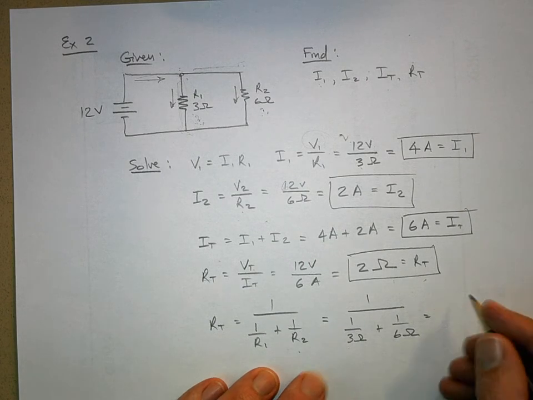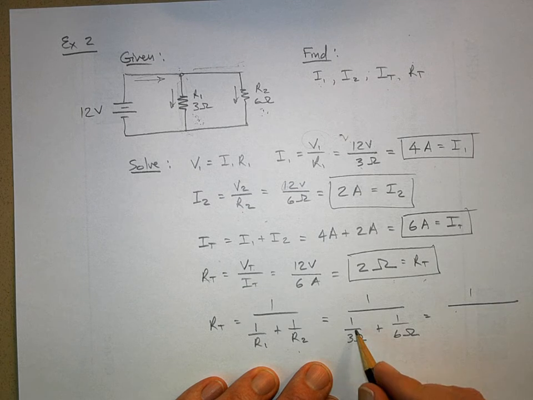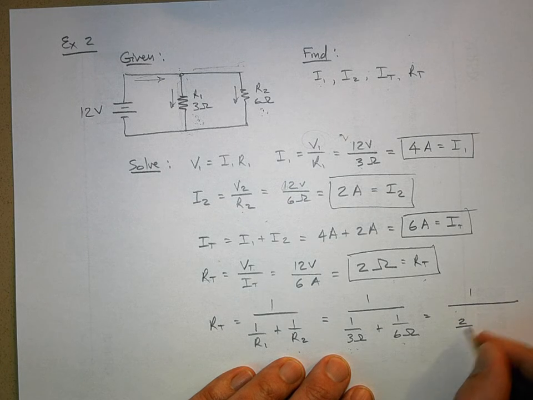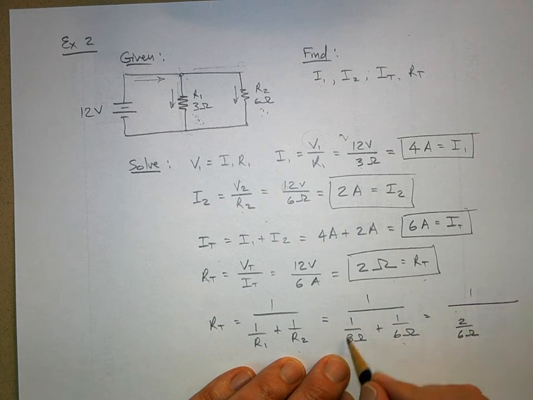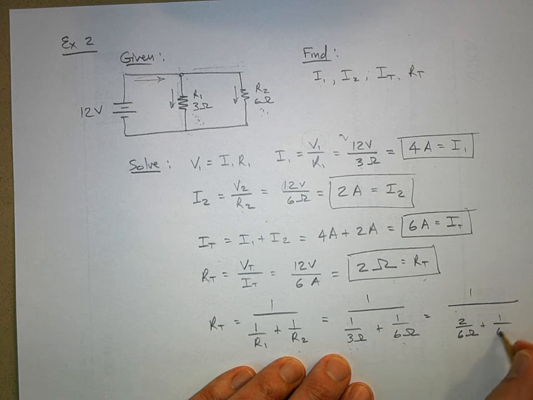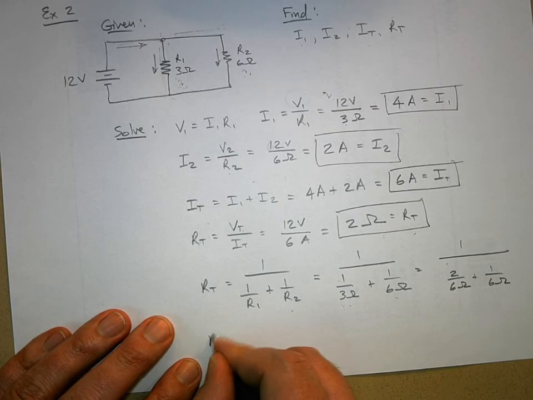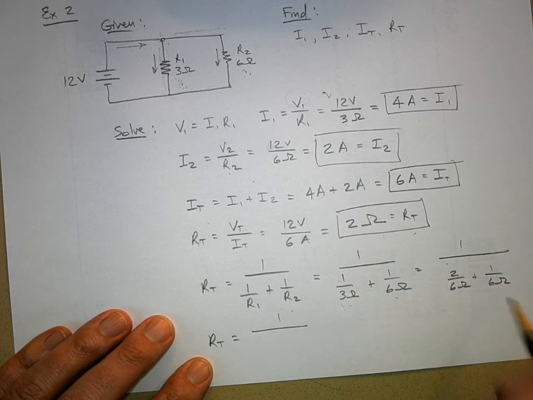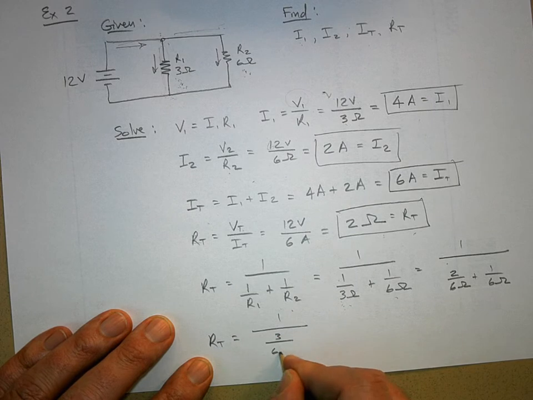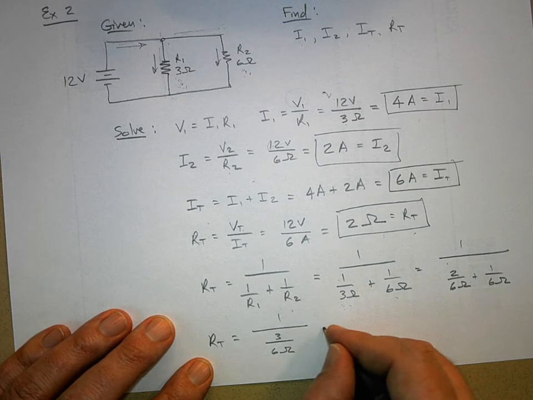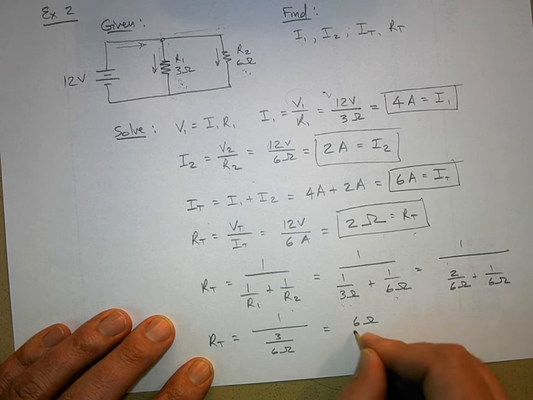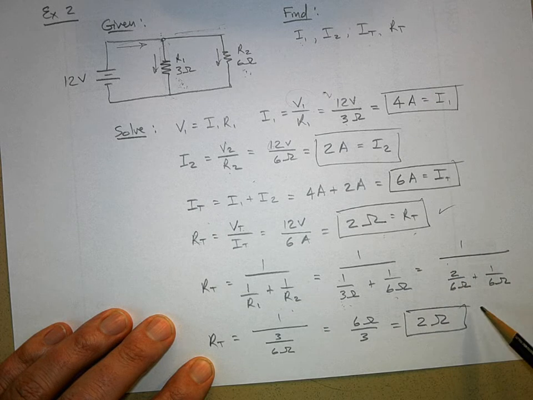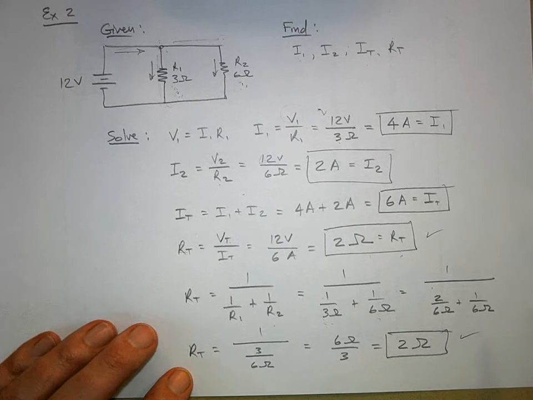I need a common denominator if I'm going to add fractions. So this is going to be 2 over 6 ohms, just doubling the numerator and denominator, plus 1 over 6 ohms. So that's going to be 1 over, well, 2/6 plus 1/6 is 3 over 6 ohms. Reciprocate and multiply, you get 6 ohms over 3, 2 ohms, which is what we got by using Ohm's Law. You don't have to do it both ways on the homework problems.